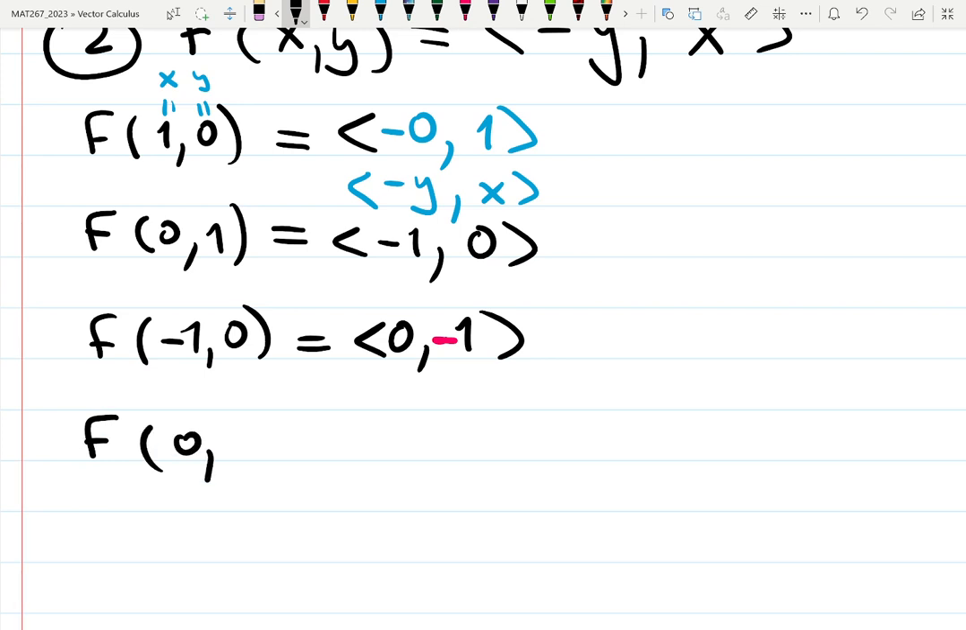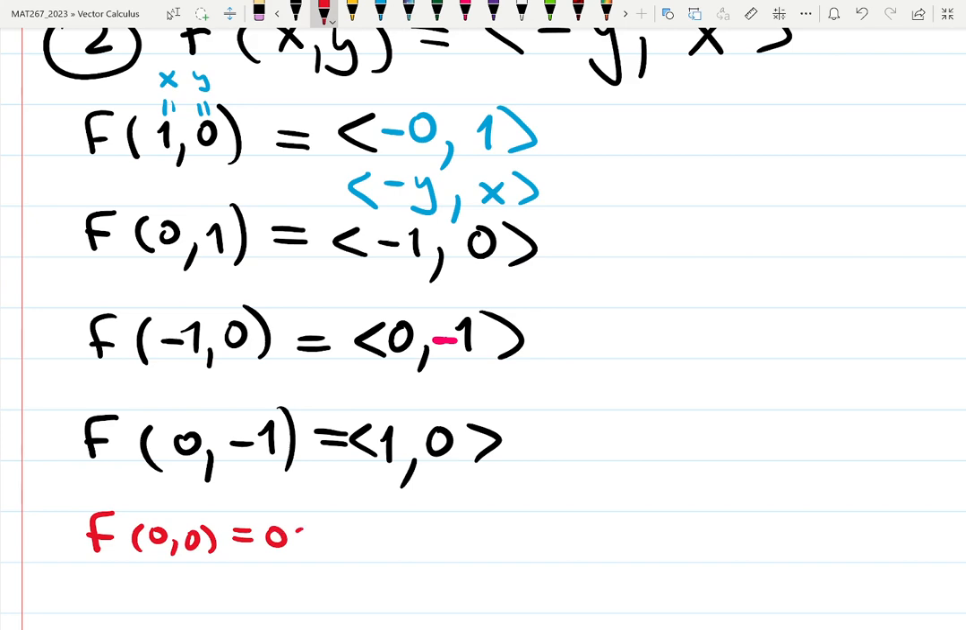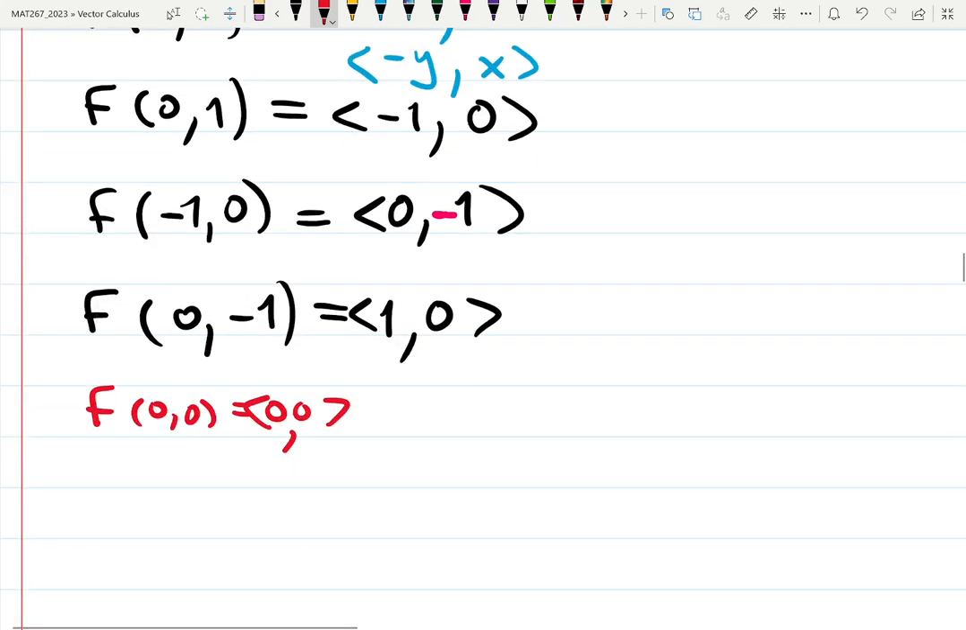f at 0, minus 1. I like that the first one is easy. 0 goes to 0, and minus 1 becomes 1. Good job, people. At 0, 0 is the easy one. It gives you 0, 0. Okay, so we start at 0, 0.